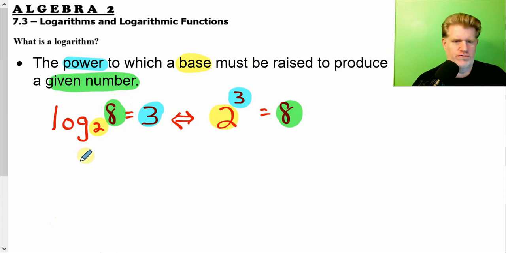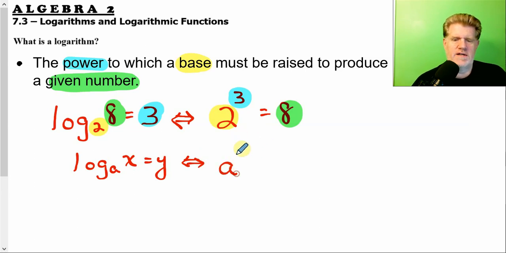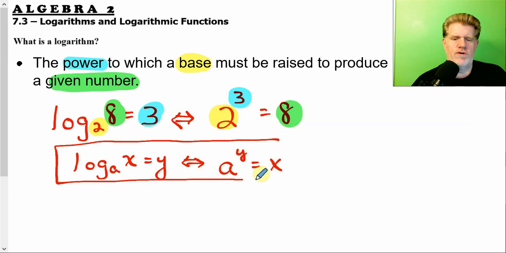I'll show you the general form. Let's say we take log of any base of any number. What does that really mean? What does log base a of x equals y really mean? It means that base a raised to the y power will equal x. This is your formula to remember for logarithms.